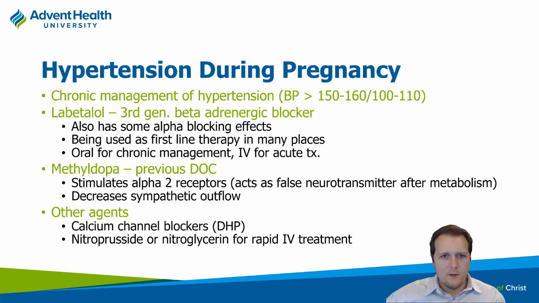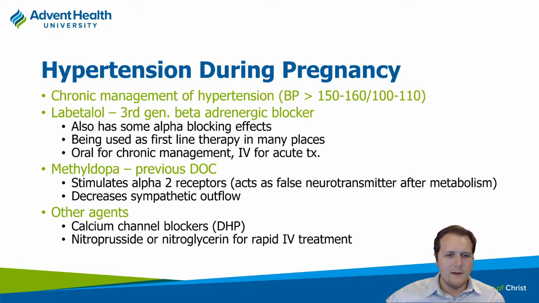For chronic management, again, you can't put a patient on a continuous magnesium drip through the whole pregnancy. We have other agents here. So we used to use methyldopa as the drug of choice, which works similar to things like clonidine and guanfacine to help reduce sympathetic outflow and reduce blood pressure. Nowadays, you may see more use of labetalol, which we know to be a 3rd-generation beta blocker, which is good either orally for chronic management or IV if you need acute drops in blood pressure.